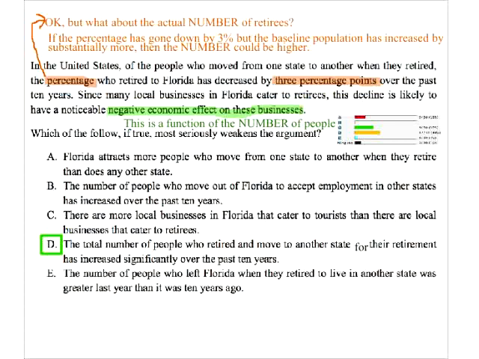This means you've got a total increase in the total baseline population. So if D is true, then you have a lot bigger number of people. So if that statement is true, then our smaller percentage most likely represents a larger absolute number of people.